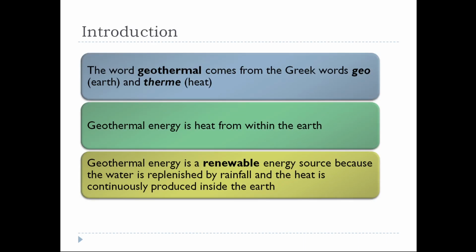The word geothermal comes from, just like thermodynamics, therm and dynamics, heat and power. Similar to that, geothermal energy also comes from the Greek words geo and therm. In Greek, geo means earth, and therm obviously is heat, similar to thermodynamics, right? So from those two words, geo and therm, came the name geothermal. It is the thermal energy, or heat, contained inside the earth. So it is heat from within the earth.